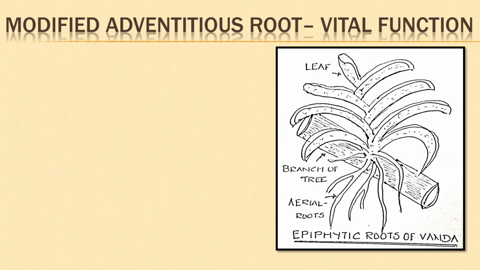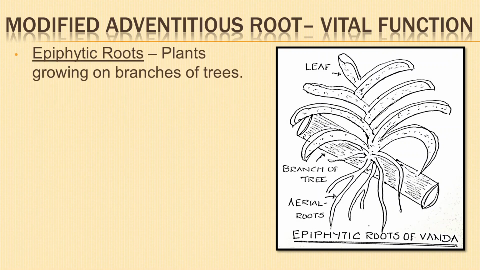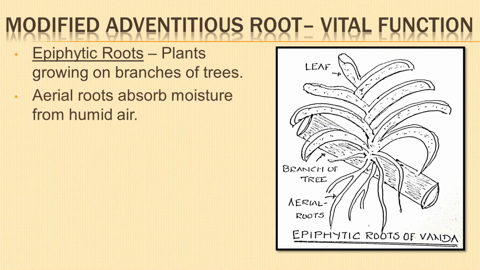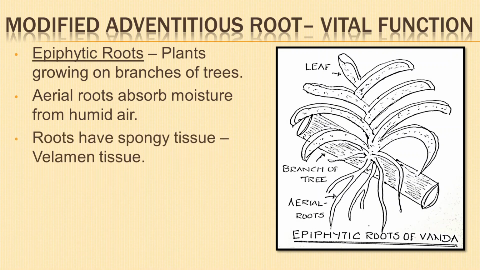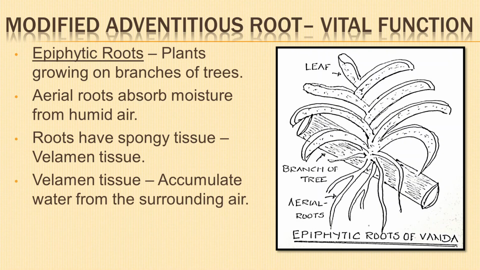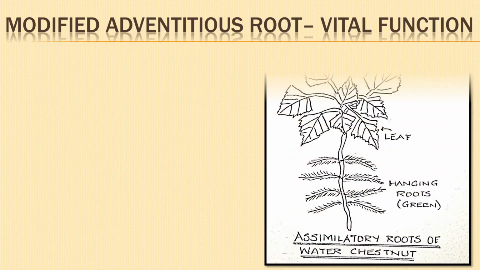Epiphytic roots. Epiphytes are plants which grow on branches of trees. They establish aerial roots that absorb moisture from the humid air. These hanging roots are surrounded by a spongy tissue called velamen. Velamen tissue is a multiple layered epidermis which is made up of non-living compact cells which can accumulate water from the surrounding air, rain, etc., as seen in orchids. Assimilatory roots.